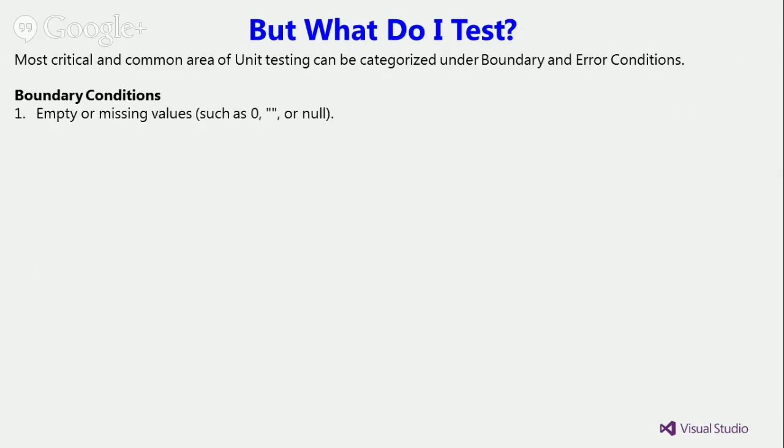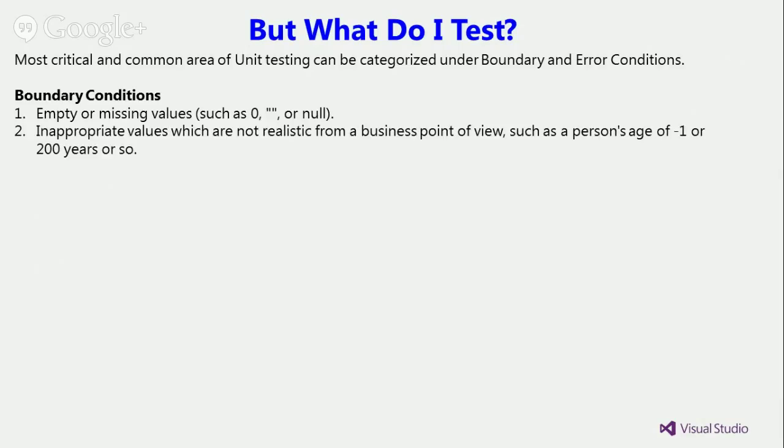Boundary conditions are anything you can think of, like empty or missing values. To some extent, it could be your validation rules as well, that you are not supposed to miss something. It has to have a value in it. Then inappropriate values, which are not realistic from a business point of view, such as a person's age cannot be -1 or 0 or maybe 200 years. Date of birth cannot be tomorrow's date or a time in the future. For example, somebody can be born just now, but that time has to be whatever is on the clock right now. It cannot be a future time unless you are punching it in that particular 1 second or 1 minute ahead of it.